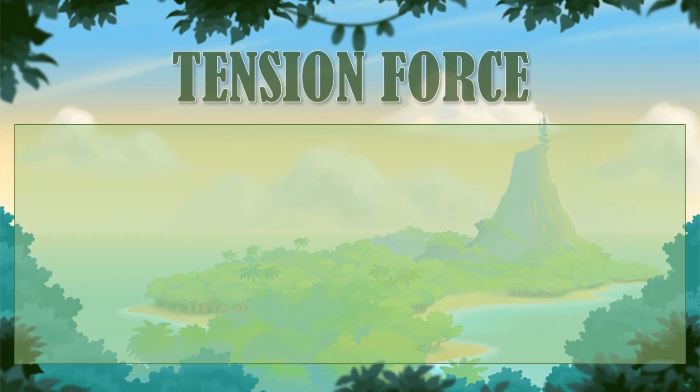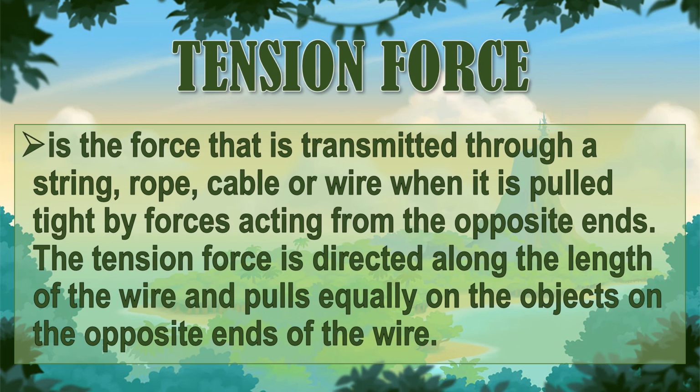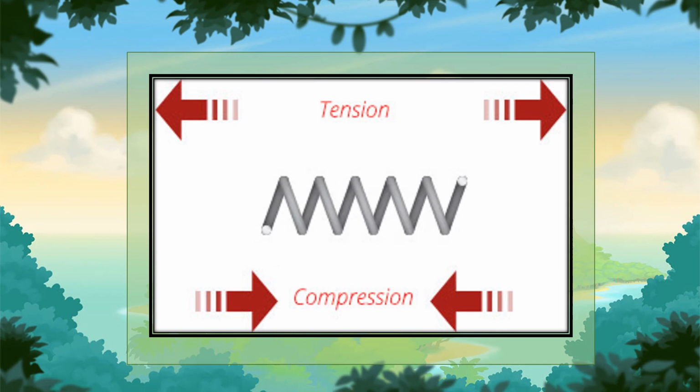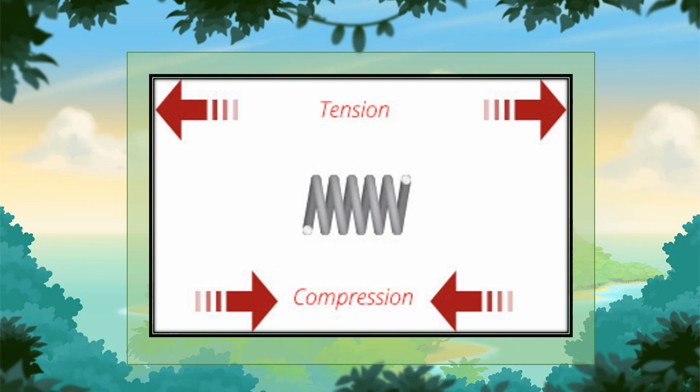Next type is the tension force. Tension force is the force that is transmitted through a string, rope, cable, or wire when it is pulled tight by forces acting from the opposite ends. The tension force is directed along the length of the wire and pulls equally on the objects on the opposite ends of the wire. We have here a graphics interchange format that shows the difference between compression and tension.